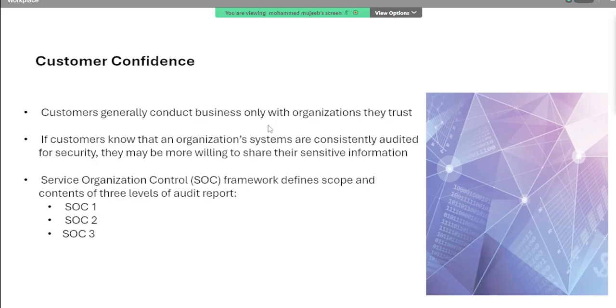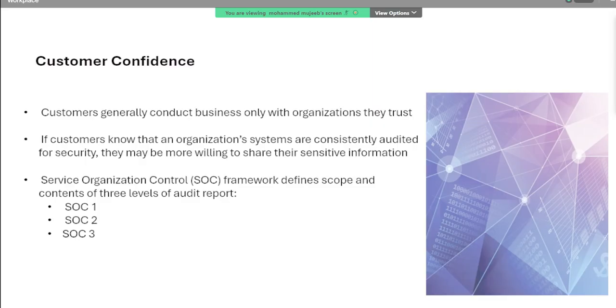And then customer confidence. Customers generally conduct business only with organizations they trust. This is a very important statement, remember, folks. For example, you will not do banking and put all your money in a bank that you don't trust, correct? Makes sense, right? So if customers know that an organization's systems are constantly audited for security, they may be more willing to share their sensitive information.